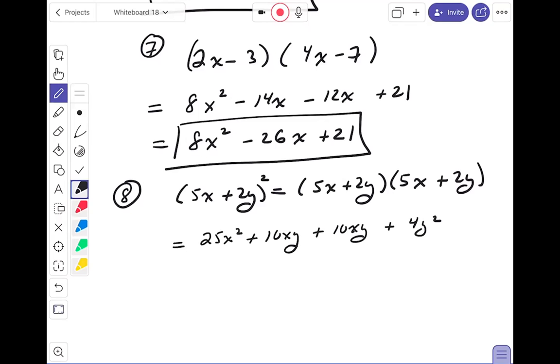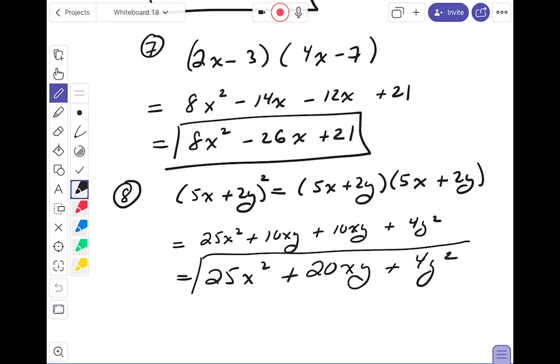Let me tell you what I did here. 5x times 5x is 25x squared. 5x times 2y is 10xy. Then I did 2y times these two terms. 2y times 5x, 10xy. 2y times 2y, 4y squared. What am I left to do now? Add like terms. 25x squared, the two middle guys, which is so typical, combine together to be 20xy, plus 4y squared.